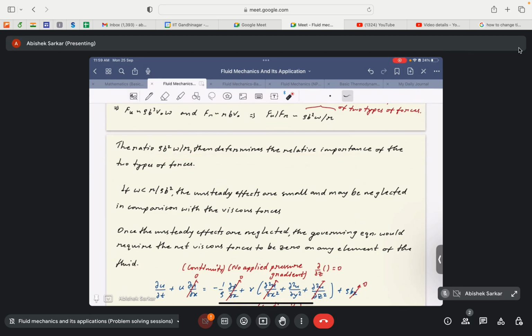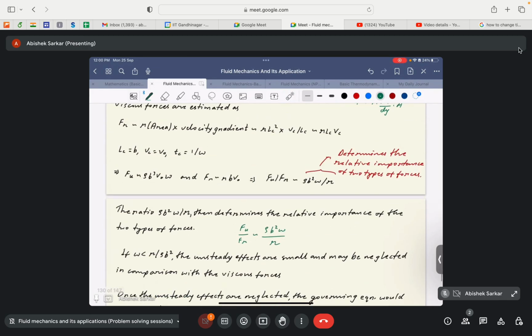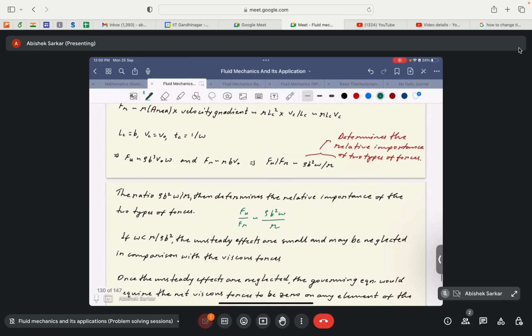Okay, so now if omega is less than mu by rho b square, the unsteady effects are very small and may be neglected in comparison with the viscous forces. Okay, why? I will just tell the example, and after that I guess you will understand how I take the approximations. So keep that in mind: f unsteady by f mu is equal to rho b square omega by mu. How did we get it? You just take the ratio of these two terms, and you will get the same result.